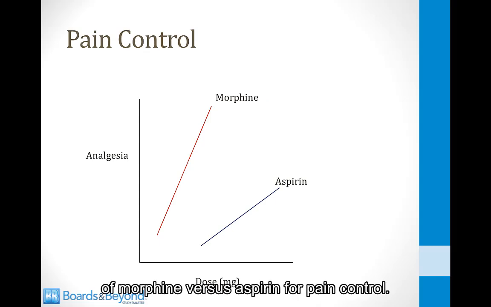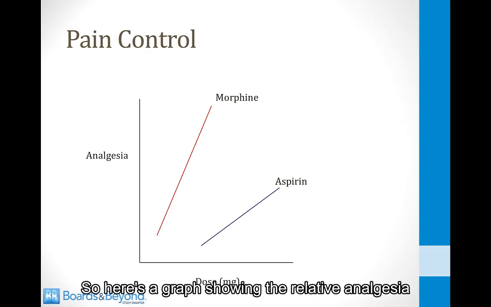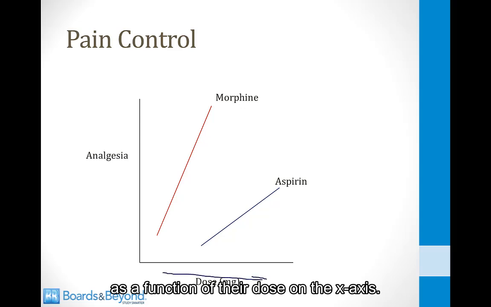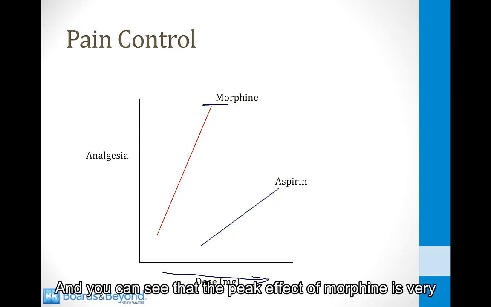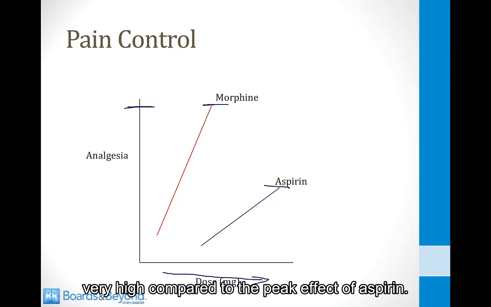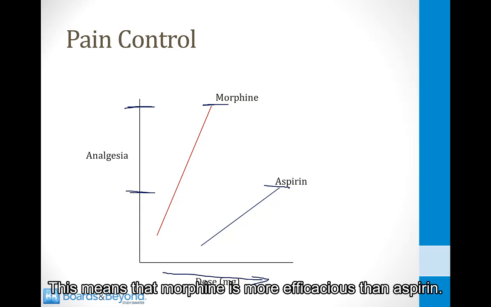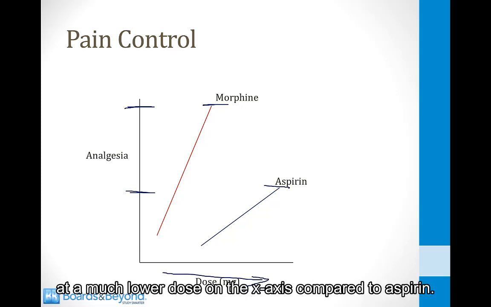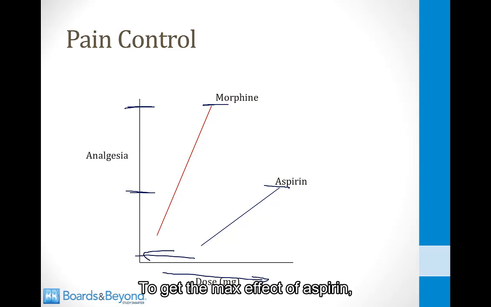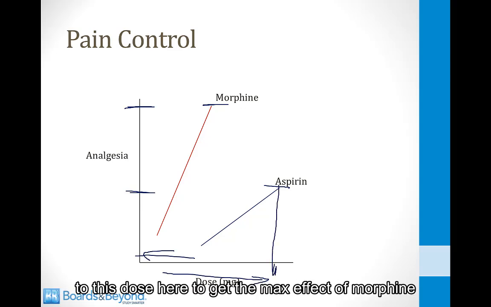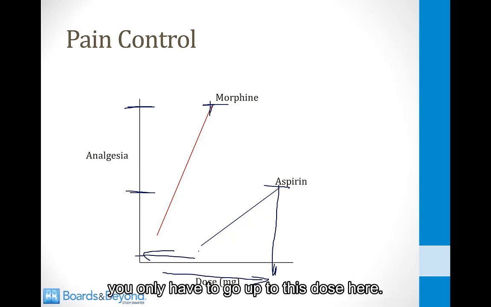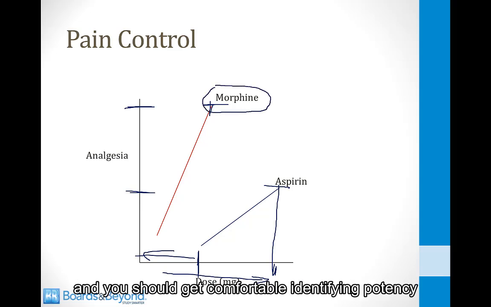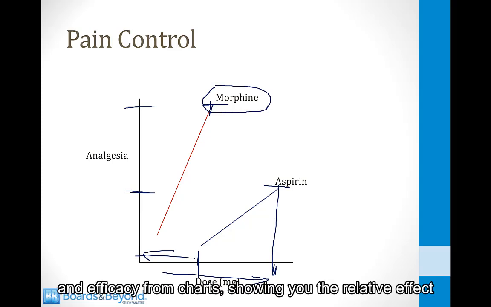Let's get back to our example of morphine versus aspirin for pain control. So here's a graph showing the relative analgesia or pain control achieved by the two drugs as a function of their dose on the x-axis. And you can see that the peak effect of morphine is very, very high compared to the peak effect of aspirin. This means that morphine is more efficacious than aspirin. You can also see that morphine achieves its effects at a much lower dose on the x-axis compared to aspirin. To get the max effect of aspirin, you have to go all the way up to this dose here. To get the max effect of morphine, you only have to go up to this dose here. So this means that morphine is more potent as well. And you should get comfortable identifying potency and efficacy from charts showing you the relative effect at a given dose of two drugs.